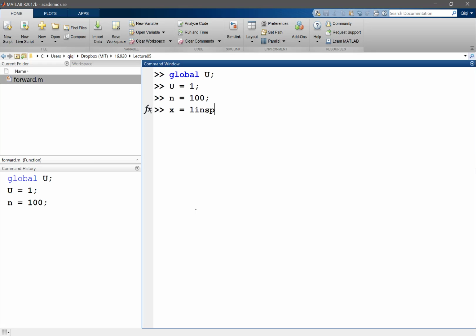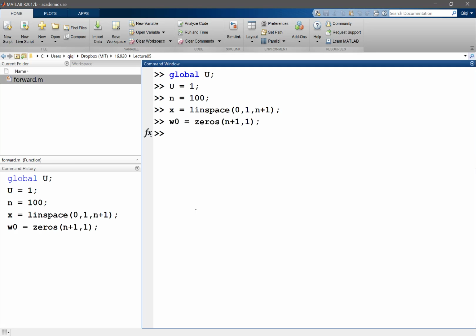So my x would be linspace of 0, 1, n plus 1, because here I have n unknowns, but I have a periodic boundary condition. So there has to be a duplicate point between 0 and 1, right? W0 is equal to W1. So there is one less unknown than the number of grid points. So I make n plus 1 grid points. So that's my x. My W0 would be equal to zeros of n plus 1 and 1 to match x.